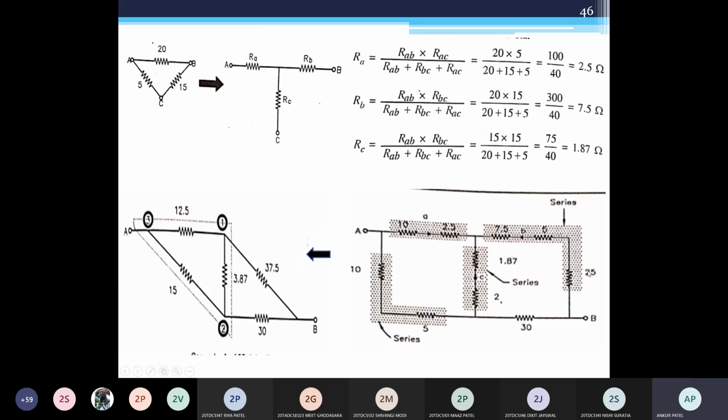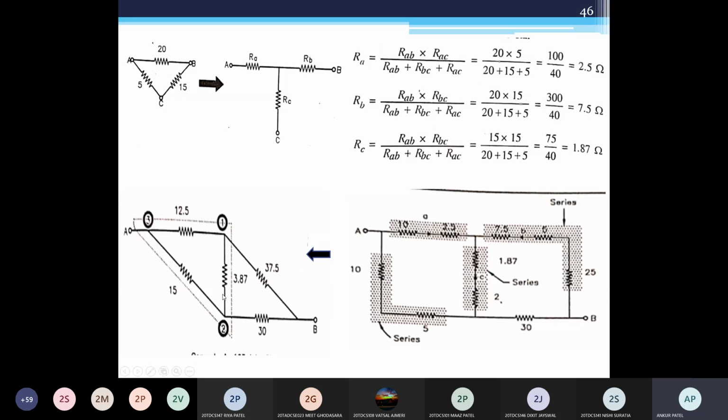This 2.5, 5 and 7.5 are in series, and this is 30. Now what will we do next? Anyone? These two are in delta form, so we have to convert to star. Here we have two deltas, but we need to solve only one delta. Don't try to solve both deltas, otherwise you will not get a proper answer. Just solve only one delta and you will get the answer easily.